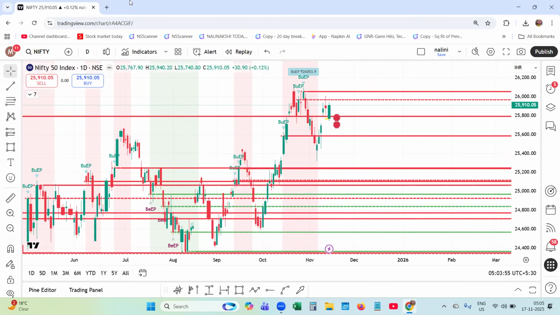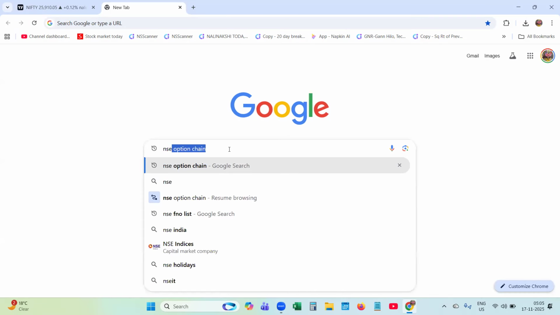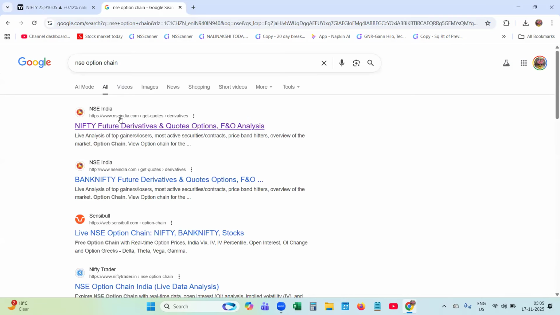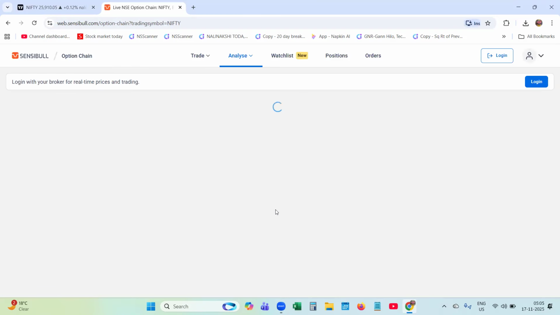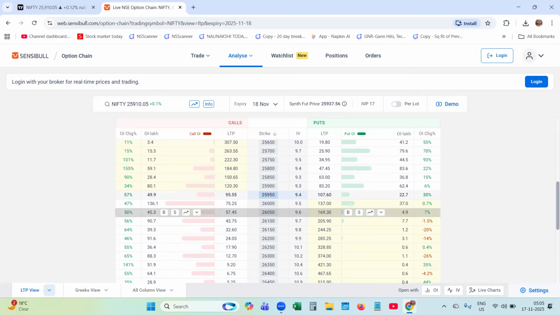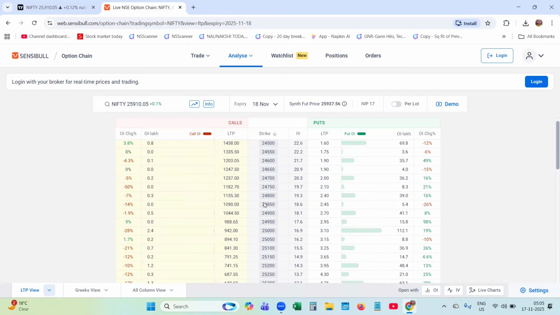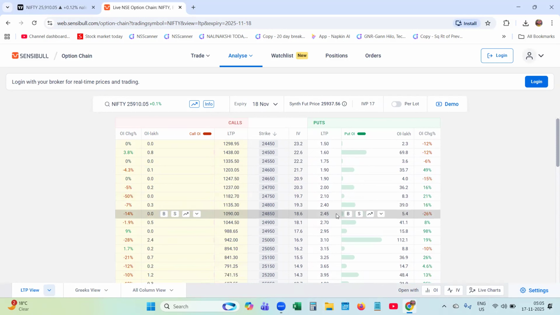If you go to the NSE option chain, let me try to go there. Type in NSE option chain. NSE, this one. Let us go there, whether this will tell us something. See, if you go there, maximum number of open interest, this is 26,000. Oh, it is not giving data.